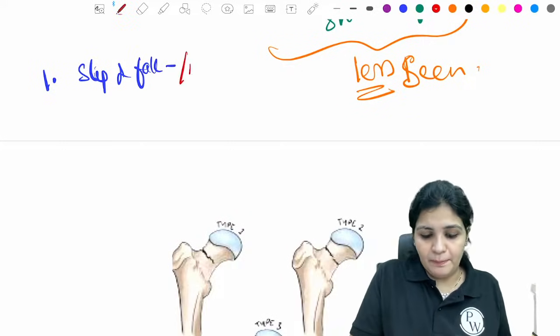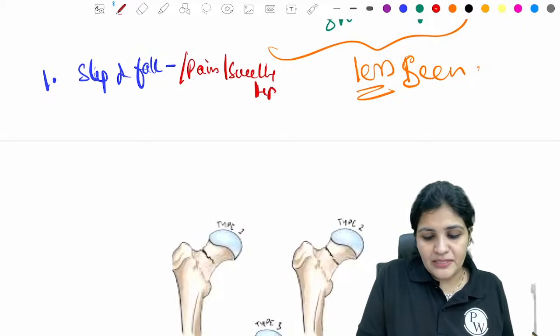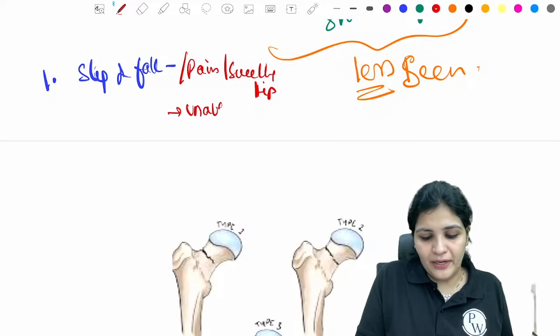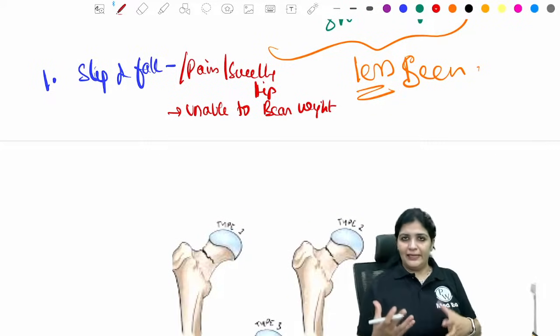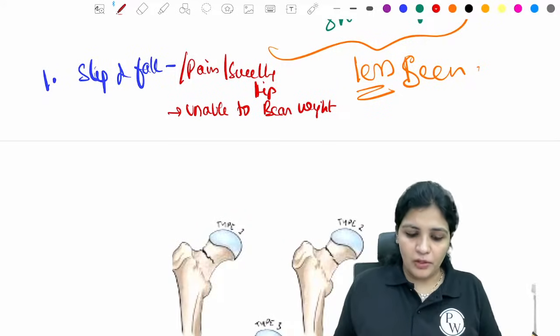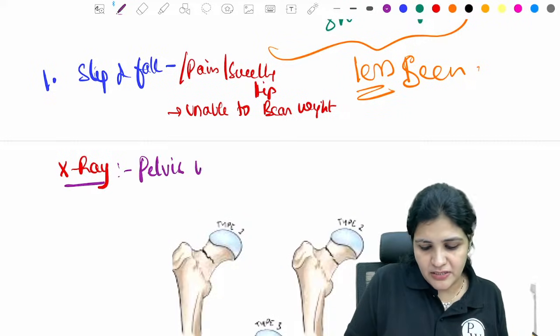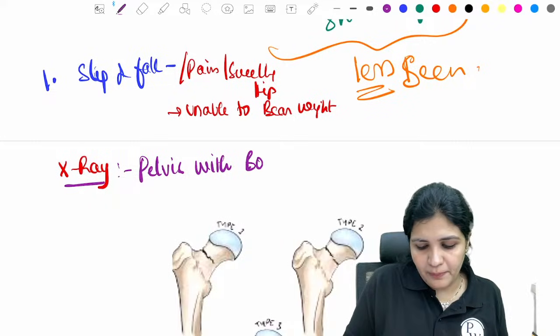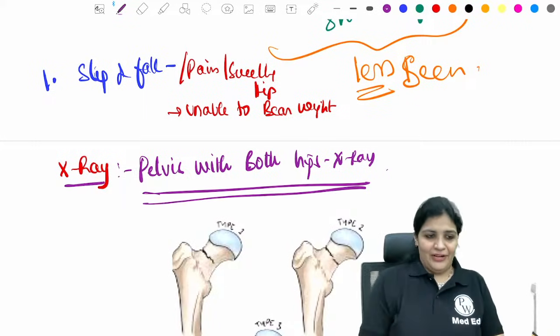And then they will come with pain and swelling in the hip. And the first thing, they will not be able to bear weight. So unable to bear weight, because the hip joint is mainly involved in bearing weight, right? So this particular patient will not be able to bear weight and they come to the casualty. And now what will you do? You order the x-ray. So what x-ray do you go for? You have to go for pelvis with both hips x-ray, which is very, very important for diagnosing your IC or IT fractures, right?